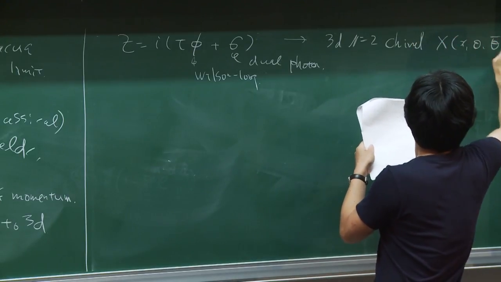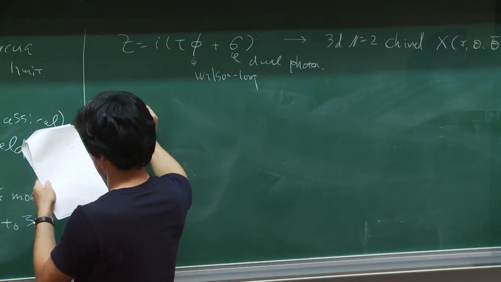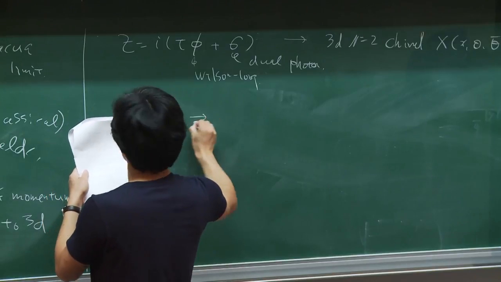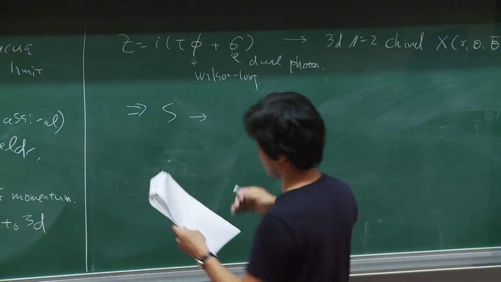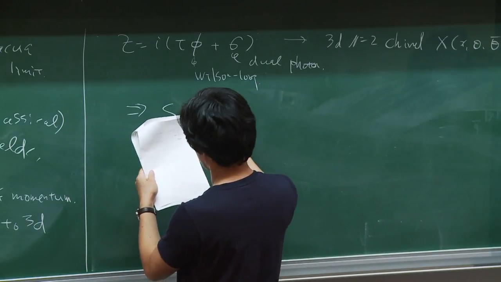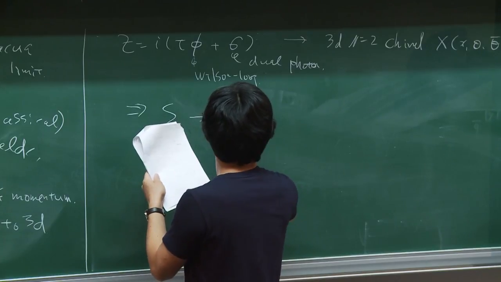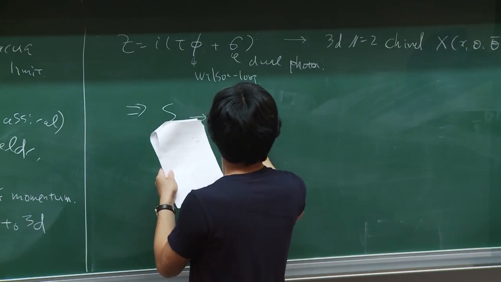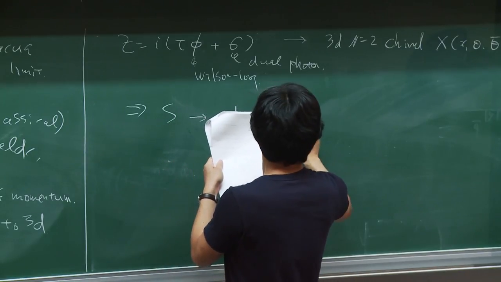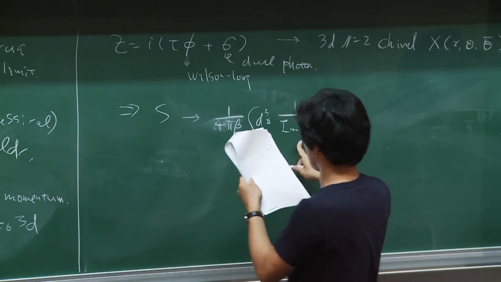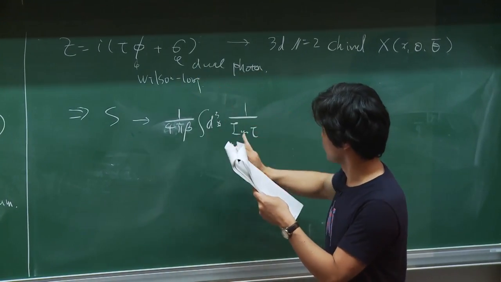Actually, there is a supersymmetry, so it should be this combination. And then the original action is just the Yang-Mills action plus some topological term, which becomes this. So this is just a gauge coupling constant or something like it, a dual gauge coupling constant because it's a dual photon.